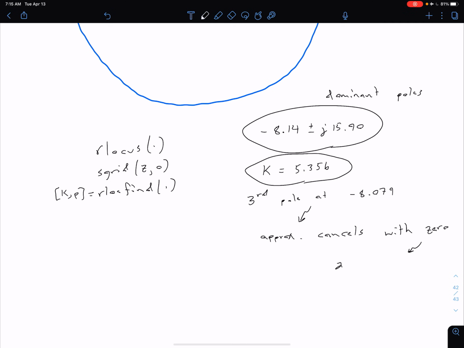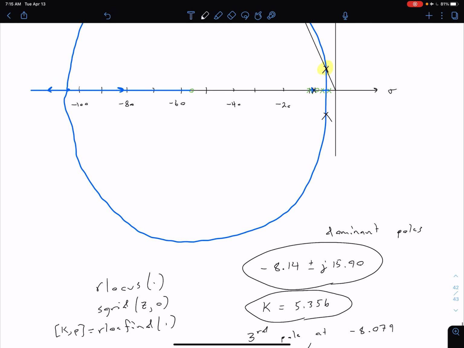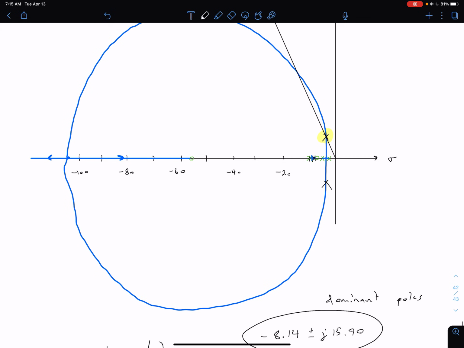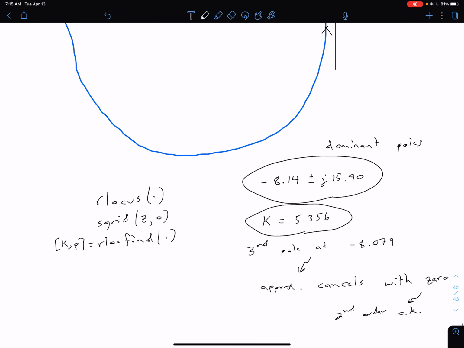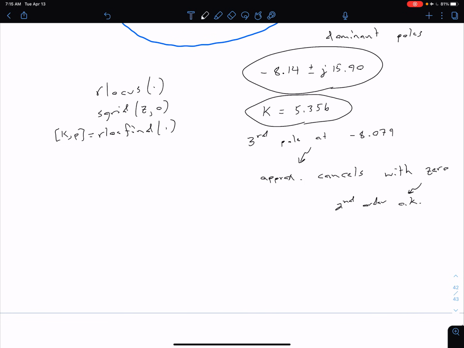And so what that means is our second order approximation is okay. We do have that zero further out at -55, so we want to be aware that our second order approximation isn't going to be as accurate, and we'll talk about that here in a minute, how we can verify the accuracy of this. I'm not going to go through all the details of calculating these values, but using our second order approximation, we can calculate settling time, peak time, steady state error, all of that stuff.